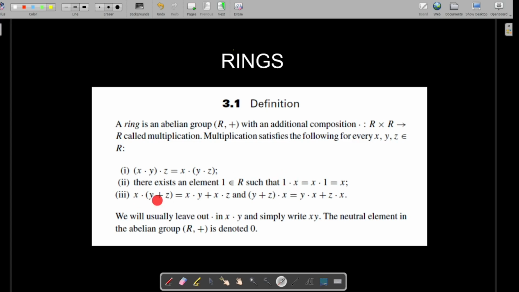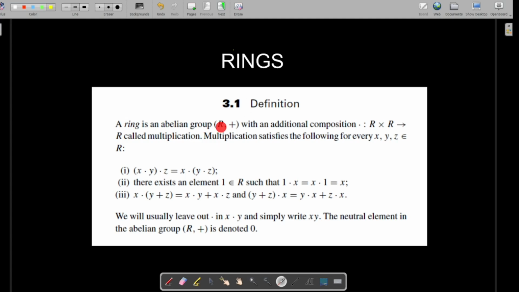Then x·(y+z) is equal to x·y plus x·z, and (y+z)·x is equal to y·x plus z·x. So these are the distributive properties. So (R, +) is an abelian group means that you know all the properties of an abelian group. Addition must be closed in R. Then addition is associative. Since it's abelian, it is commutative also. Then R has an identity element with respect to addition, that is x plus 0 equals x itself for every x belonging to R.